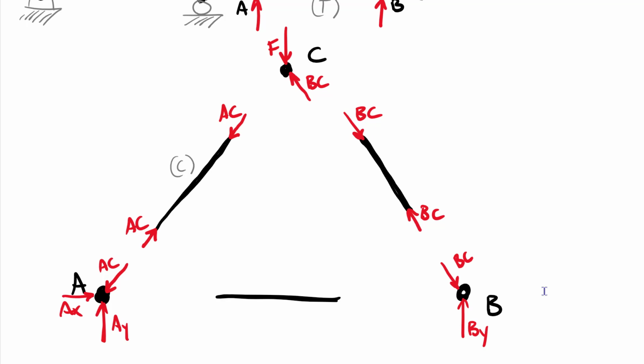Now AB down here is in tension. So if it's in tension, tension pulls. It stretches AB out. Okay, so this is AB, same value, opposite direction, AB. And then I have AB pulling here on joint A and pulling here on joint B.